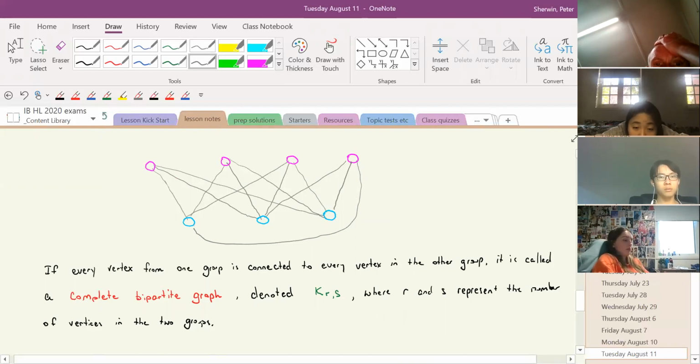So there's 12 edges here, 4 times 3. A complete bipartite graph will have R times S edges. The notation for a complete bipartite graph is K, K for complete, with R comma S being the number of vertices in each group. So for me here, this is K4,3, and there are 12 edges.